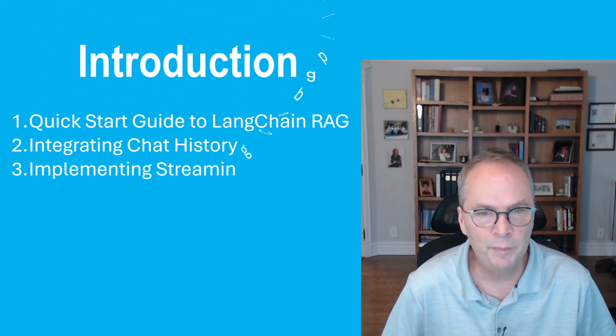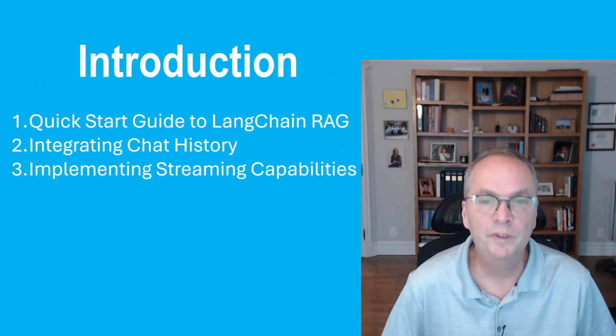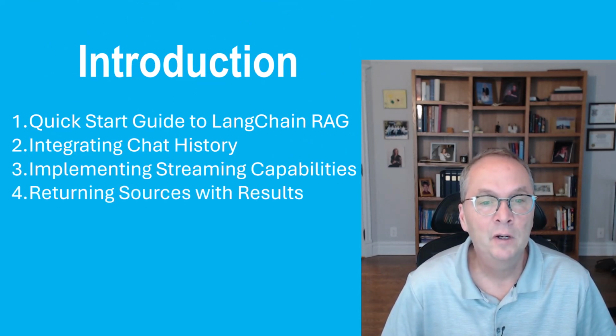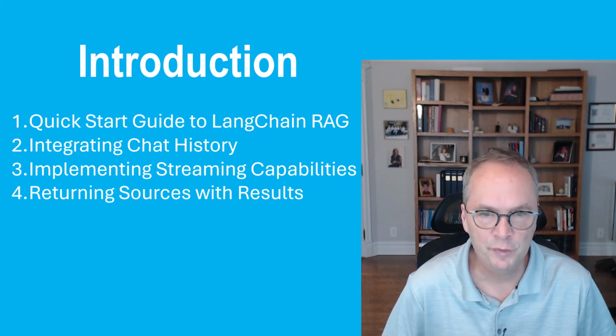Article 3 will be on implementing streaming. We'll discover how to implement streaming for real-time data processing. Article 4 will be on returning sources. We'll configure RAG to provide sources along with responses, adding transparency to the output.